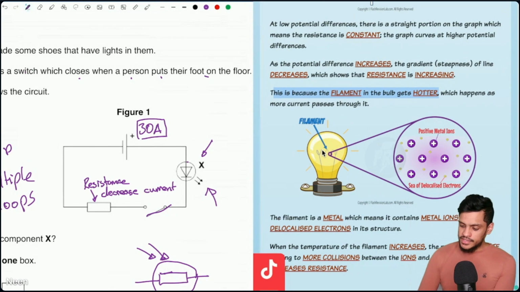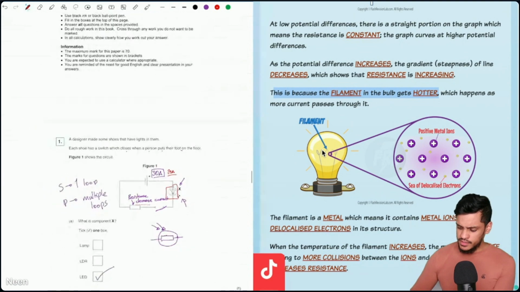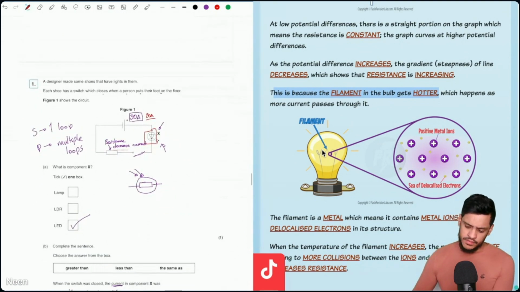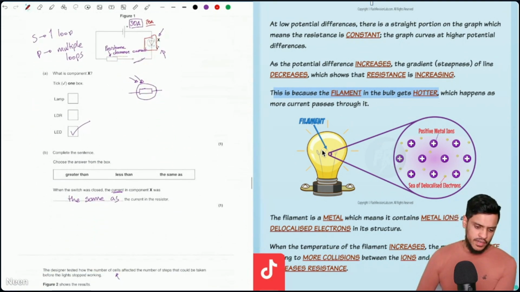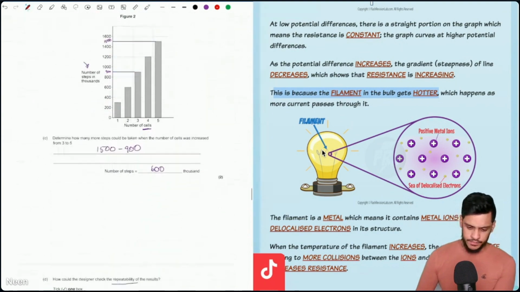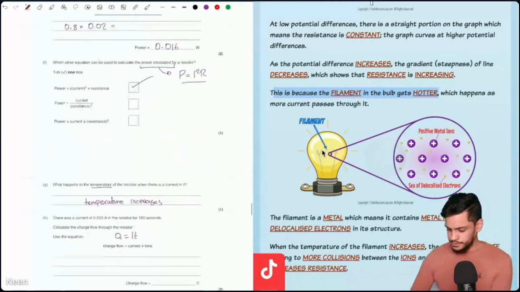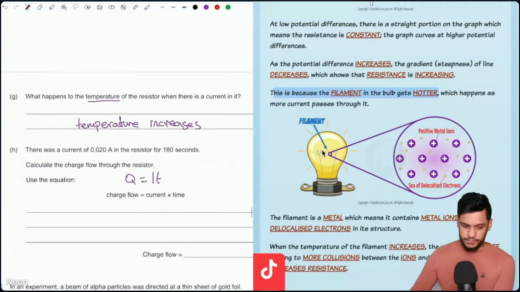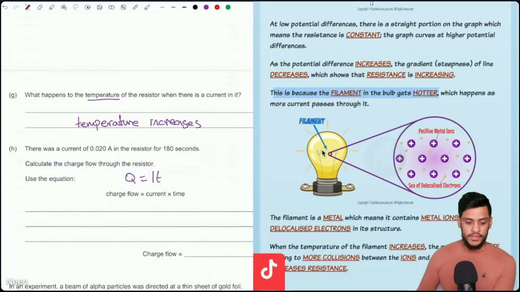So now, instead of it being 30 amps, it might be 20 amps. And 20 amps is basically okay for this LED to be used because it's not too much for it. Does that make sense? So you can have loads of different types of resistors. This is a fixed resistor. But it's basically used to decrease the current in the circuit. Let me know if that makes sense.